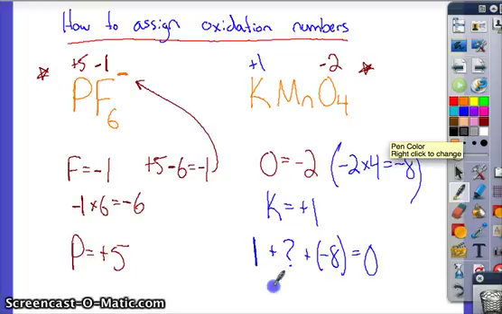Your answer is 7. So we need a charge of +7 on the manganese so that we have +1, +7, we have a total of 8 positives, we have a total of 8 negatives. Now everything is balanced out, and we now know our oxidation numbers for everything within the ion, everything within the molecule.